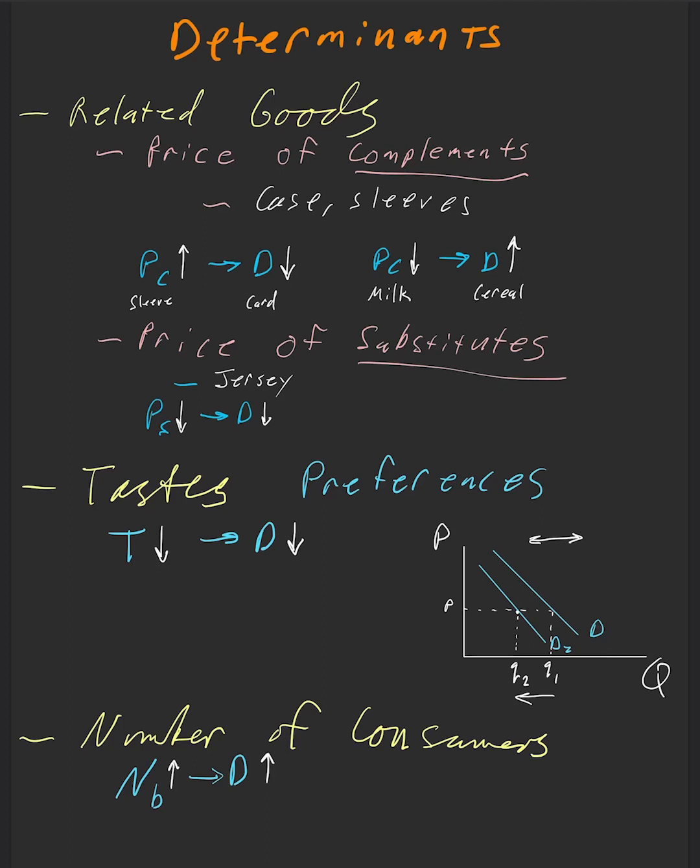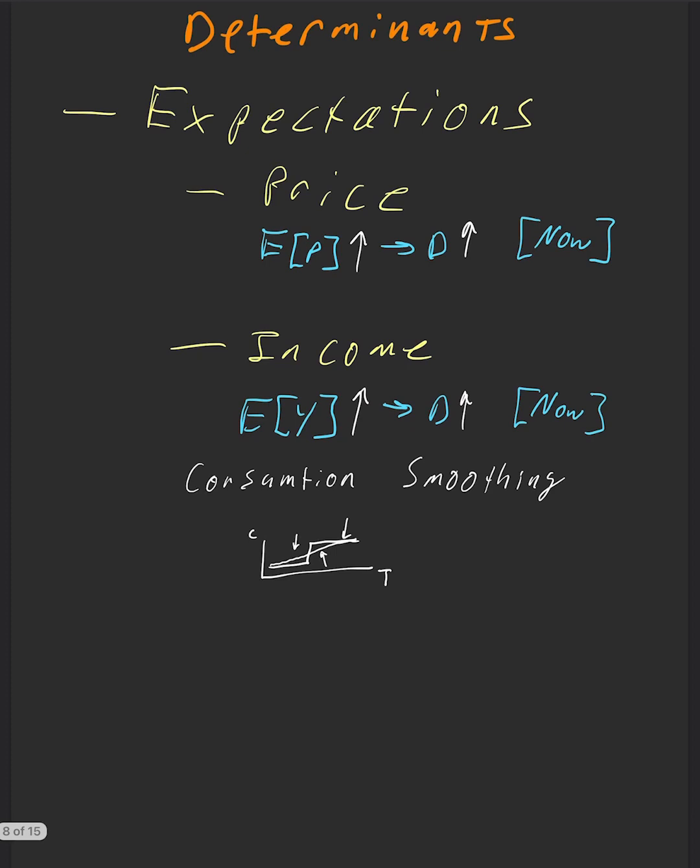Okay, another obvious one is just the number of consumers, right? So if we have more buyers, then demand for the product will go up. Okay, one last determinant here, or really two, is what we call expectations. And we can have expectations of price and expectations of income. So if we expect the price of something to go up in the future, we will consume more of it now. What's the classic example of this, right?